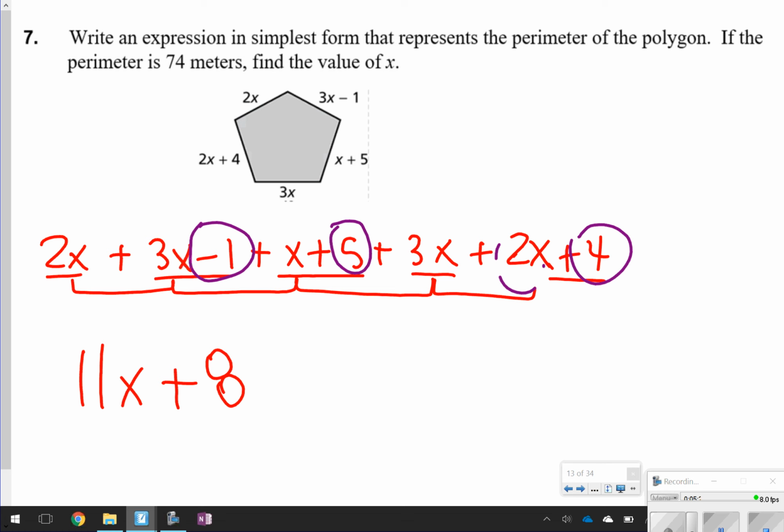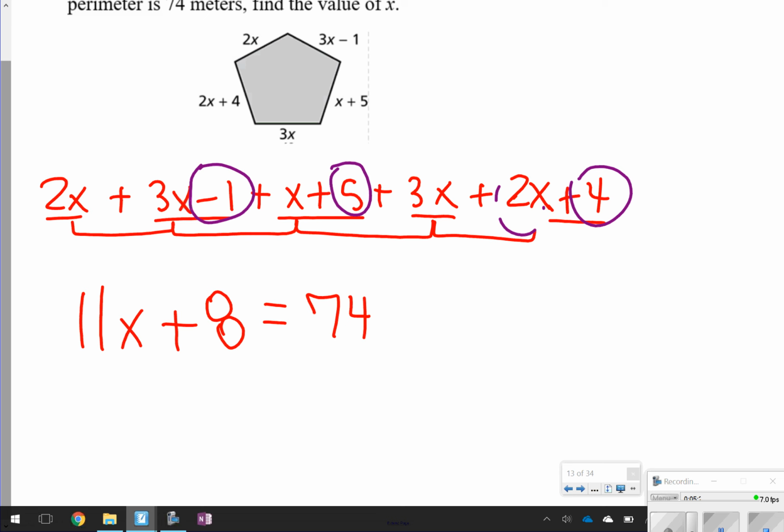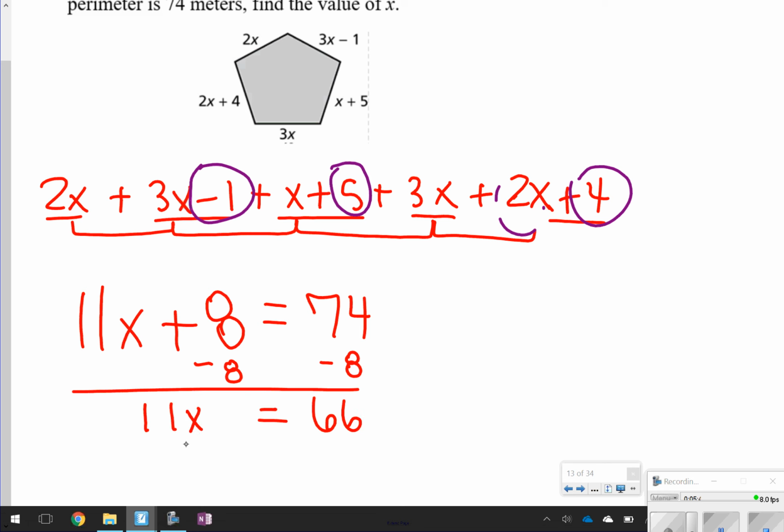And it says if it is 74 meters, so if this is equal to 74 meters, find the value of x. So you basically just added all the sides together, combined your like terms, and then set it equal to 74 meters so we can solve for x. I'm going to subtract 8 from both sides. 74 take away 8 is 66, which is equal to 11x. And then I'm going to divide both sides by 11. X will be equal to 6 meters.